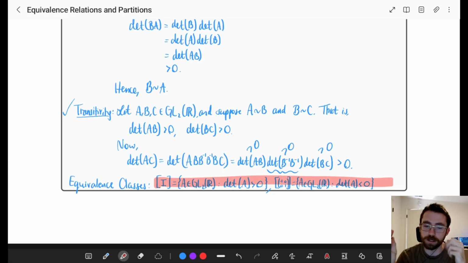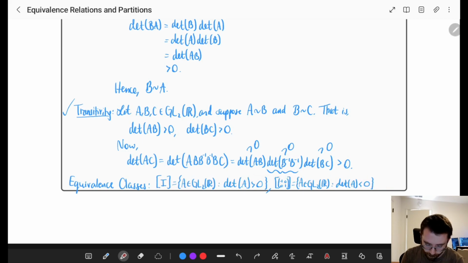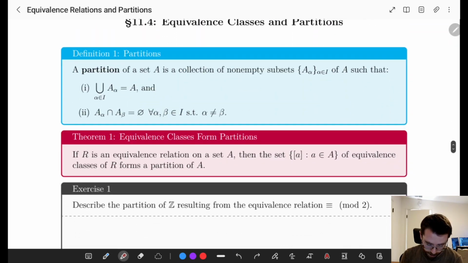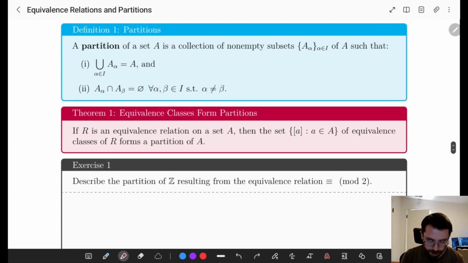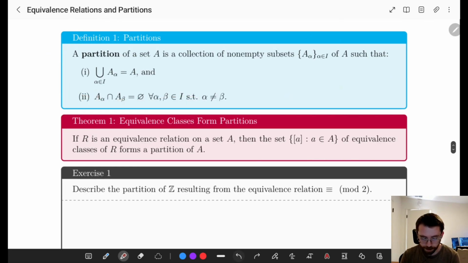Remember, we excluded non-invertible matrices with determinant 0. Similarly, you could look at the partition resulting from congruence mod 2. Okay, so we'll do that in a second. Let me just give the formal definition of a partition.